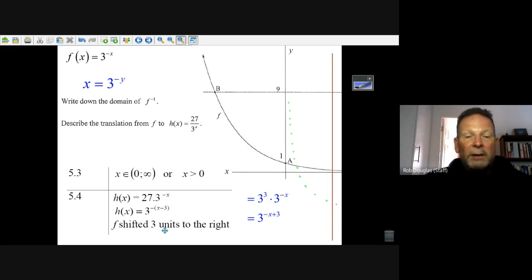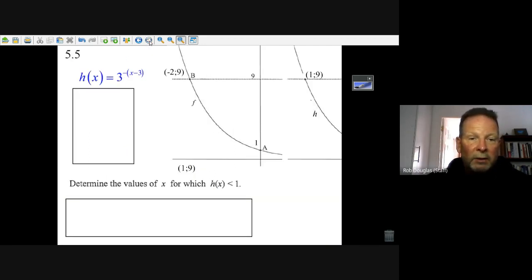And it's always the opposite for a horizontal shift. When you see minus 3, it's actually gone 3 units to the right, 3 units in the positive direction. If it was plus 3, it would go 3 units to the left. So describing the translation is the function f moved 3 units to the right. Well, that's it. Now we're going to use this idea in the next question.